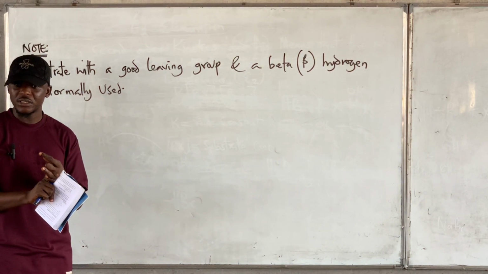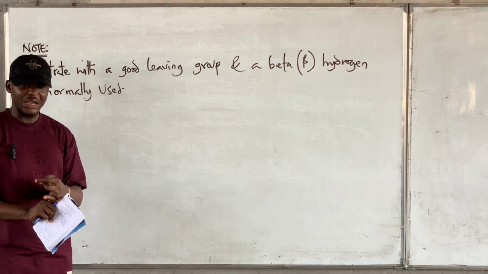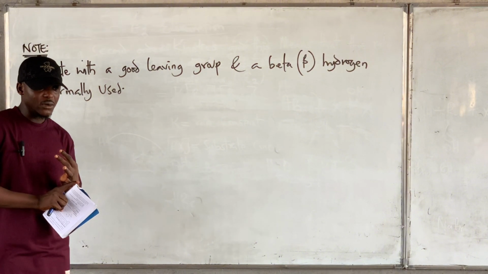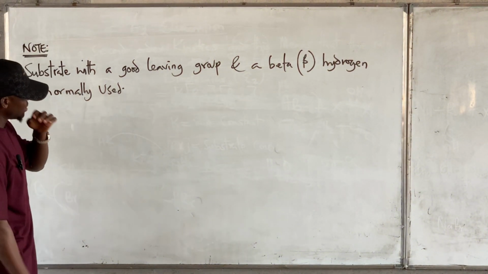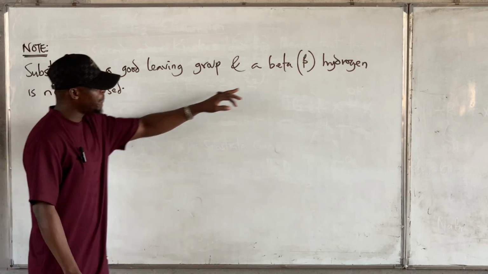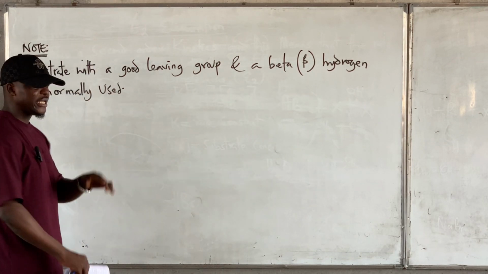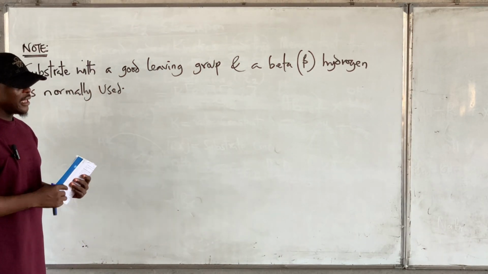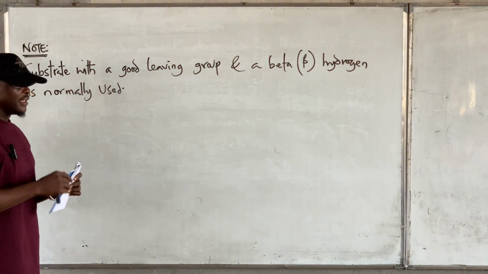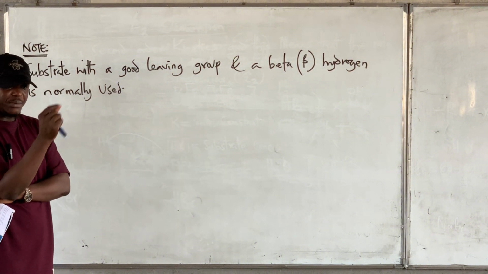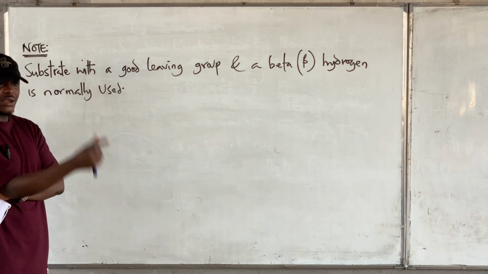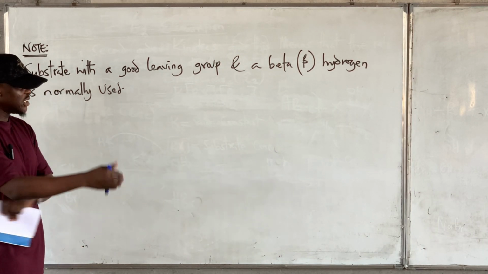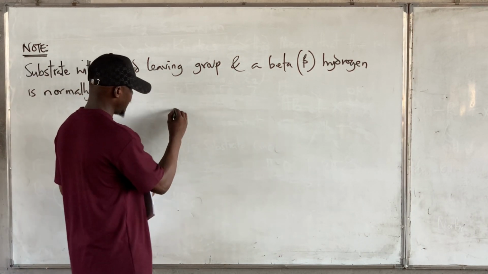They also don't undergo what? E2. But they can undergo what? SN1 or E1. And that's not the only reason. I said also a beta hydrogen. Now, what is a beta hydrogen? A beta hydrogen is basically a hydrogen that is attached to a beta carbon. And what is a beta carbon? Carbon directly attached to the one bearing the halogen. So imagine if I have something like this.